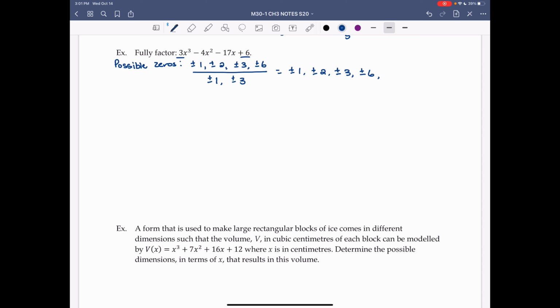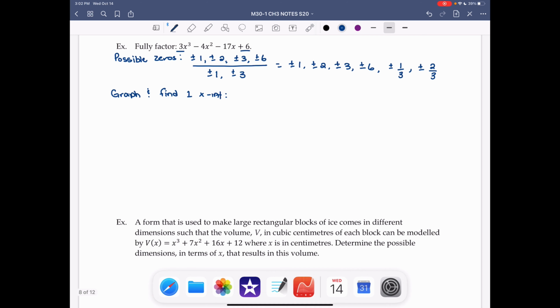And then 1 divided by 3, so we'd have plus minus 1 over 3. 2 divided by 3, plus minus 2 over 3. 3 divided by 3 is 1, which we already have. We have plus minus 1 in our factors, so we don't do that one. And then plus minus 6 divided by plus minus 3 would give us 2, which we already have. So this would be the list. Then we want to graph and find one x-intercept. Let's do that.